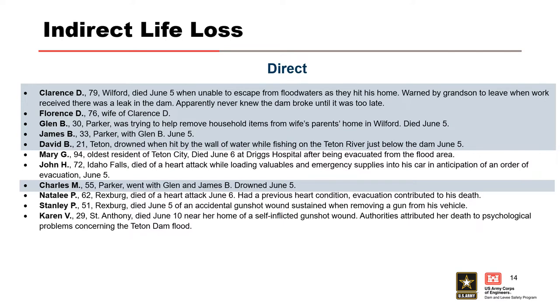And then you have the indirect: a heart attack, an accidental gunshot wound, when he was evacuating, moving a gun in his car and accidentally shot himself. Another heart attack, and then a self-inflicted gunshot wound afterwards, suicide from stress, right? Those are how we start talking about the indirect impacts and life loss. And back to what was said earlier, with all the research we've done on this that you'll hear about, it is really hard to wrap your arms around how many people might die from indirect impacts.